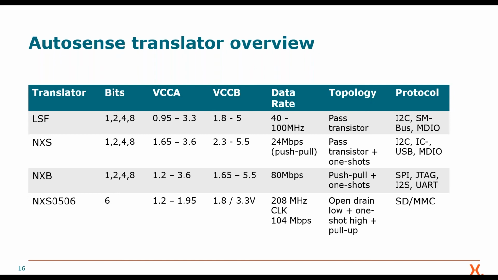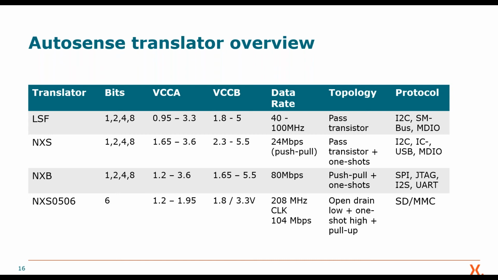So you can use it for mixed voltage translation levels in the same device. The NXS is a mixture of a pass transistor and one-shot devices. That means that the rising edge is being amplified by internal so-called one-shot circuits. If a rising edge is detected, then the internal circuit pushes the rising edge to the outside, and the falling edge is transferred via the same or a similar pass transistor as for the LSF. And here we can use it for I2C and also USB, IC, all kinds of voltage translation protocols.